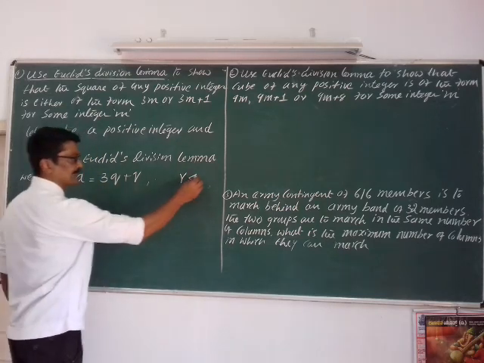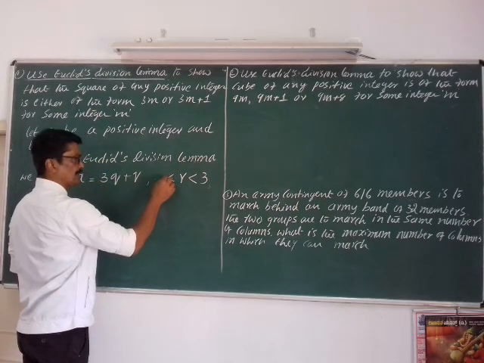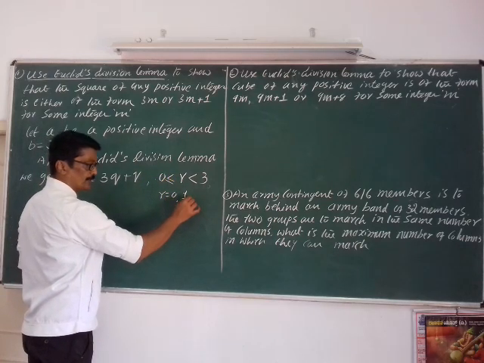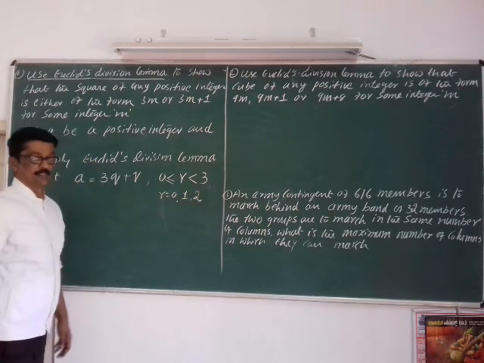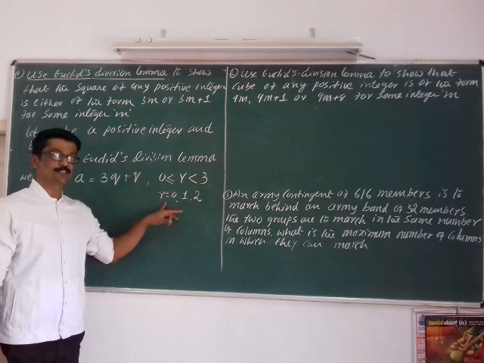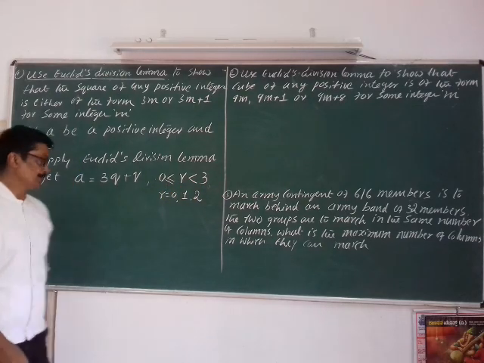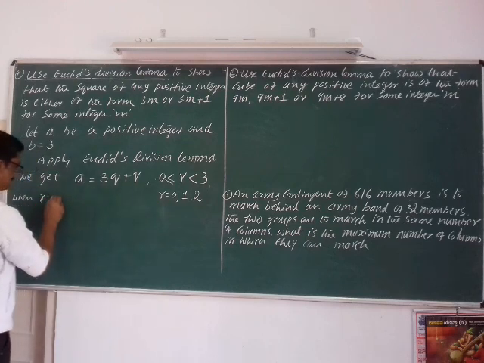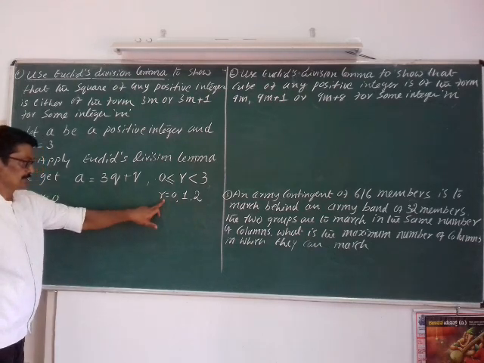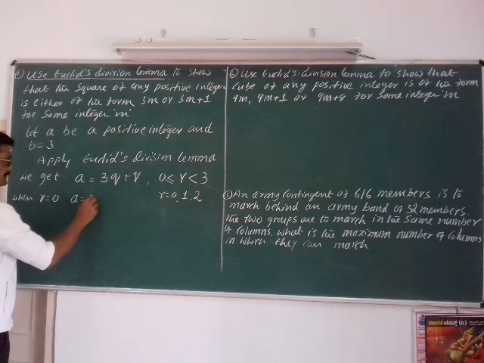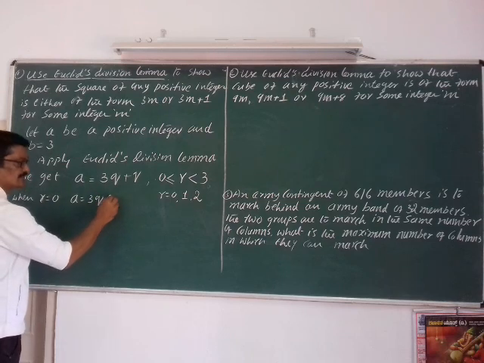Less than the divisor means less than 3 and greater than or equal to 0. That is r is equal to 0, 1, 2. If the divisor is 3, remainders will be either 0, 1 or 2. When r is equal to 0, there are three possibilities. So let me consider the first one. When r is equal to 0, a becomes 3q plus 0.